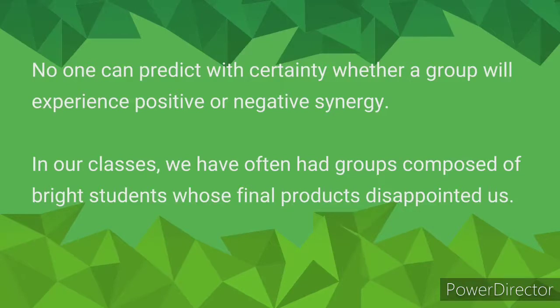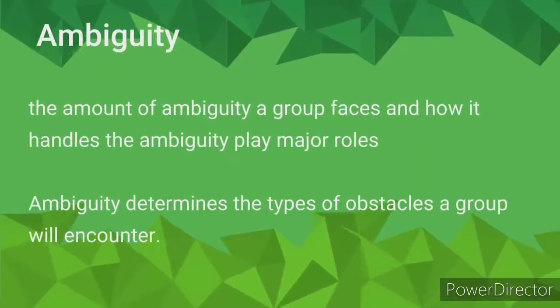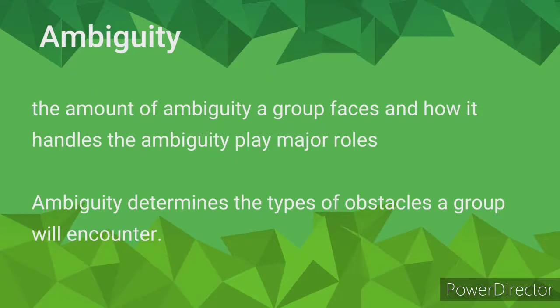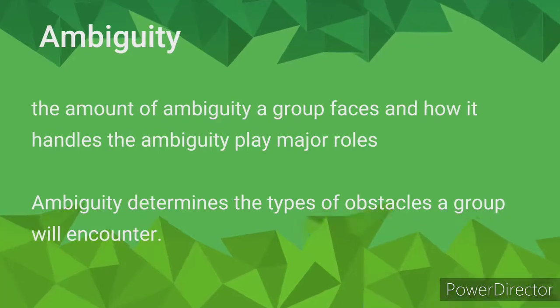You see, no one can predict with certainty whether a group will experience positive or negative synergy. In our classes, we have often had groups composed of bright students whose final products disappointed us. Salazar has pointed out that the amount of ambiguity a group faces and how it handles the ambiguity play a major role. Ambiguity determines the types of obstacles a group will encounter. Whether the obstacles are dealt with in helpful or disruptive ways determines whether a process loss or gain will occur. Another factor is team learning.